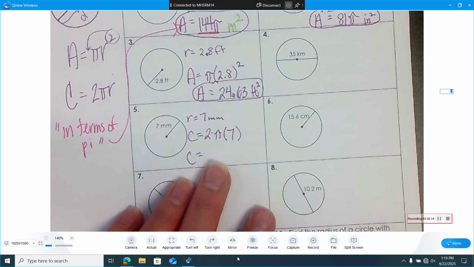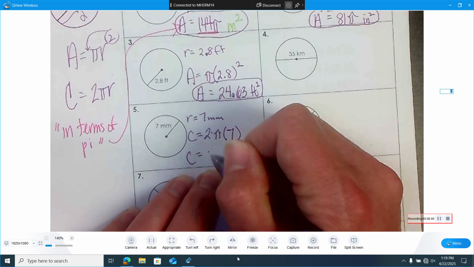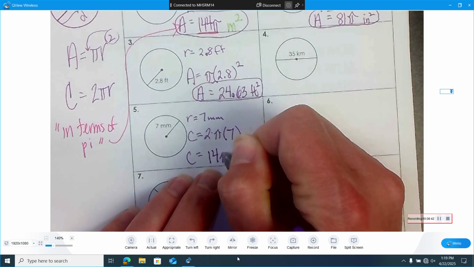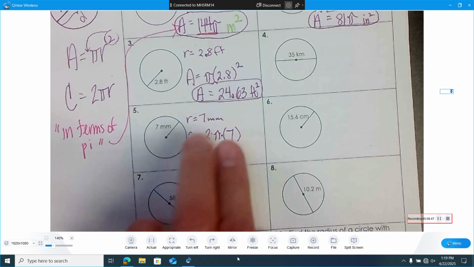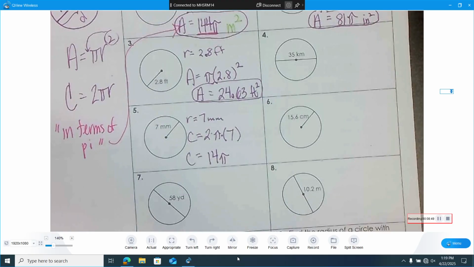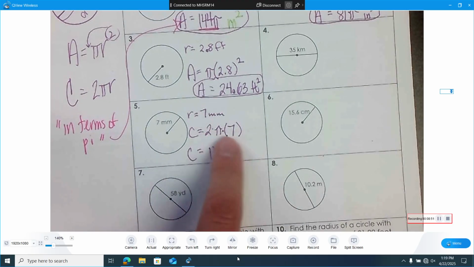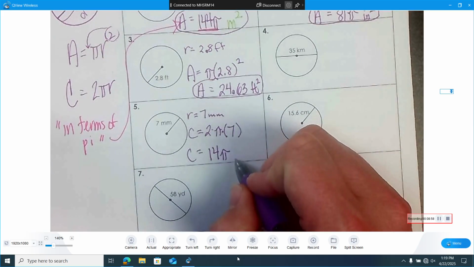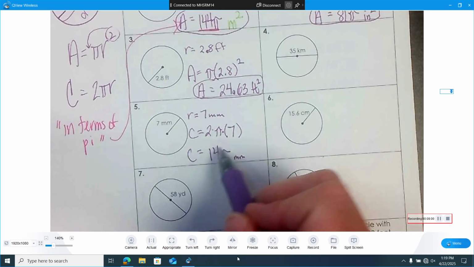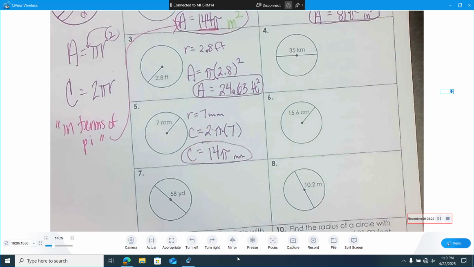So once again, what do you think the answer is going to be? Pi. Very good, yeah. All these are just multiplied together, so we can rearrange these numbers however we want. But I'm just going to go ahead and multiply the 2 and the 7 together to get 14, and then attach the pi. And again, this is an exact answer. And this is length units. It's just millimeters. Didn't have to square anything.